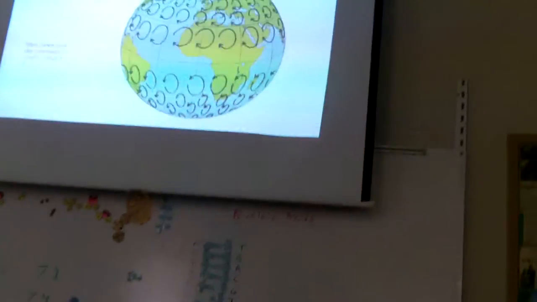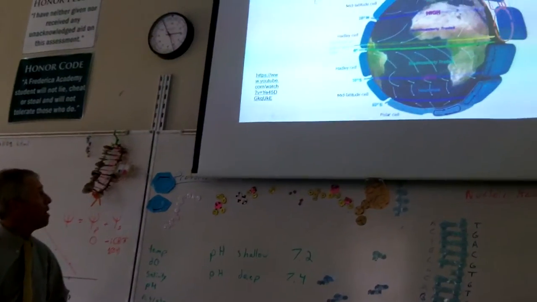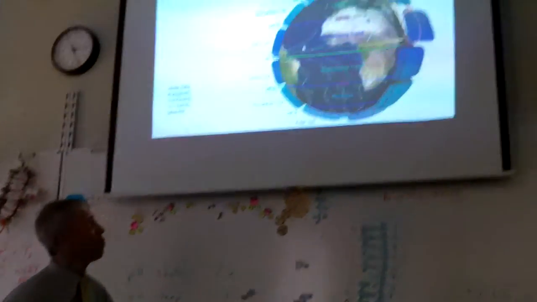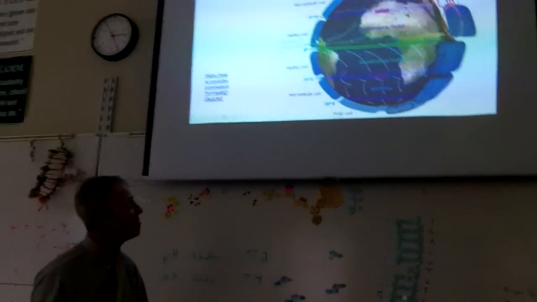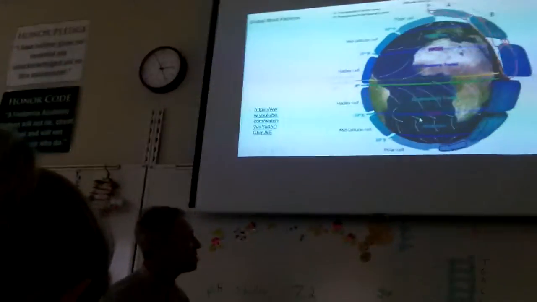So things tend to curve because of the movement of the earth. Just remember, it's always to the right in the northern hemisphere, it's always to the left in the southern hemisphere. Wind patterns. Now, wind does the same thing. Wind will also curve to the right in the northern hemisphere, to the left in the southern hemisphere.